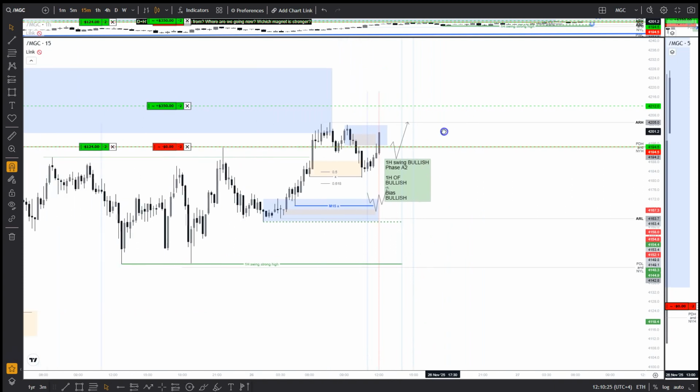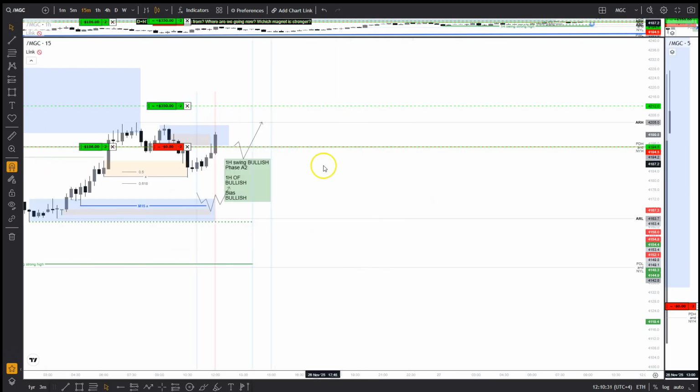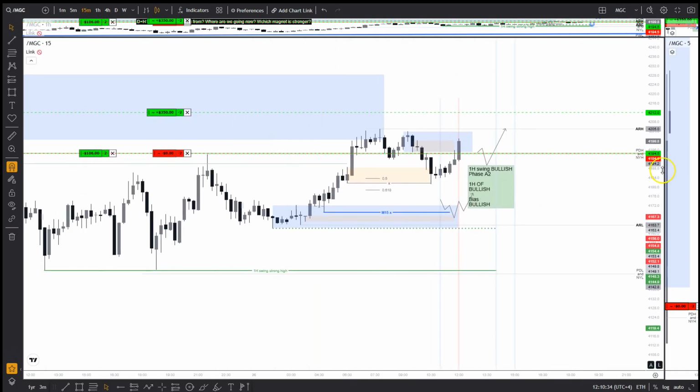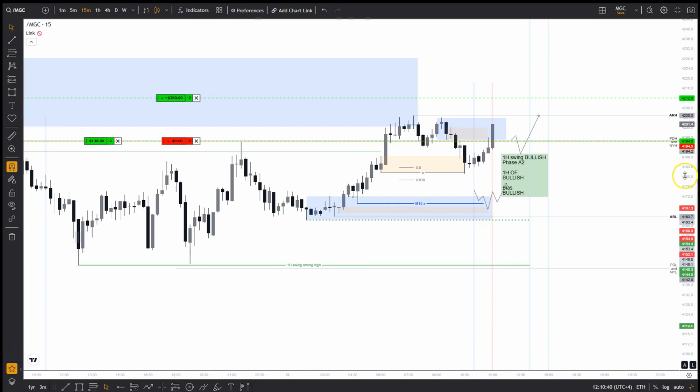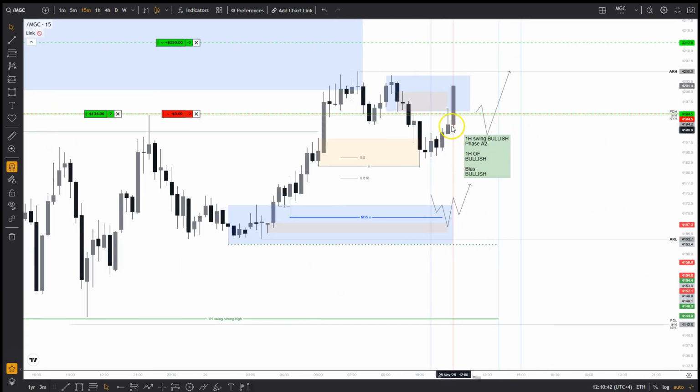We have what do we have? We have this level that we predefined. Wait a second. What is this? So we have this level here as a break of structure level. So yeah, from here, it broke a structure.